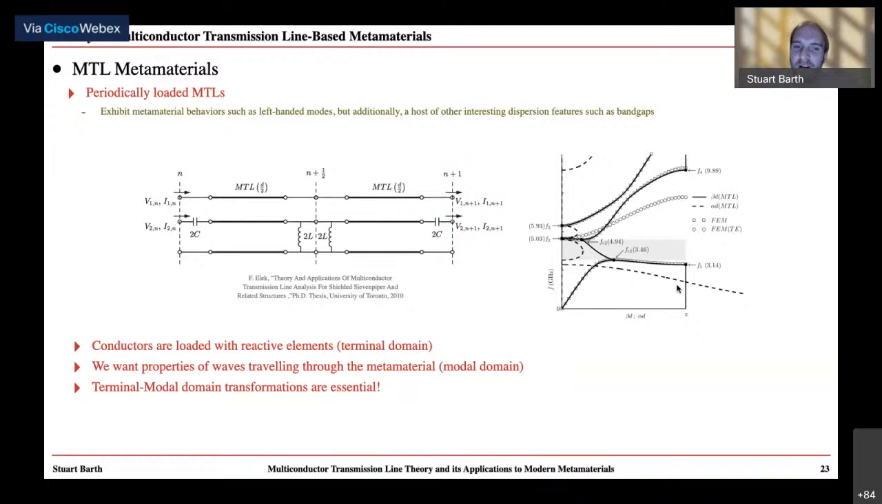But what we want to understand about these metamaterials is the effects and the properties of waves propagating through them, right? So, and by waves, we mean we're interested in the modes of the system. So we want to know the modal domain properties of these metamaterials. So this shows how the terminal to modal domain transformations I talked about earlier are essential to understanding this process, or being able to analyze this process.